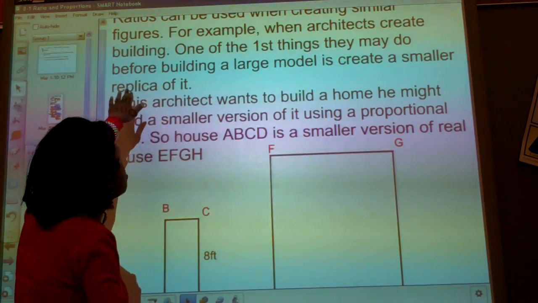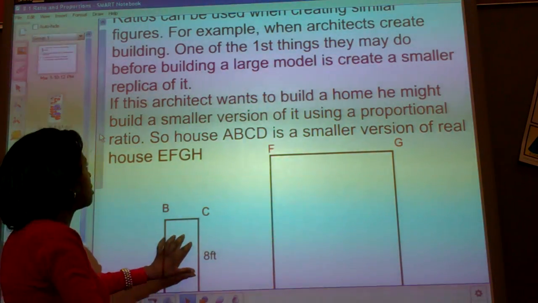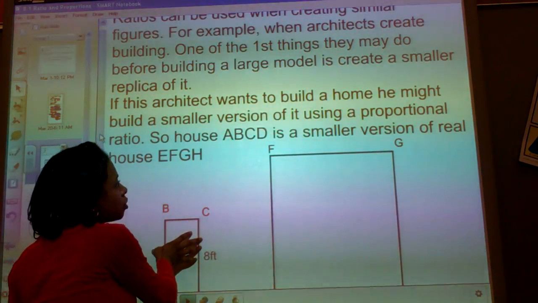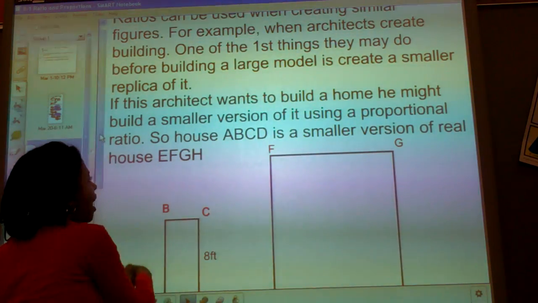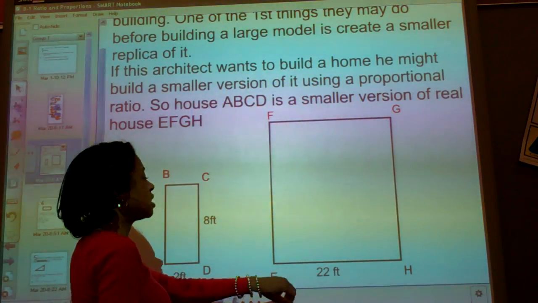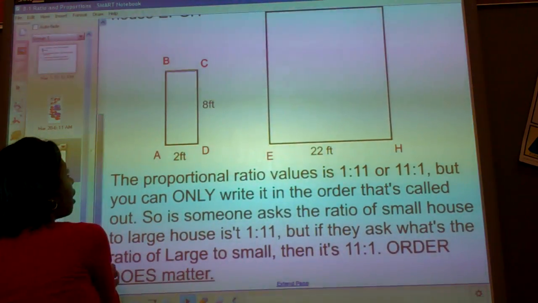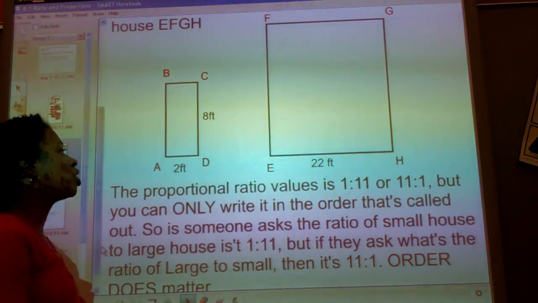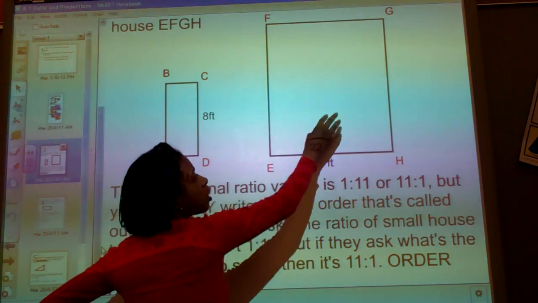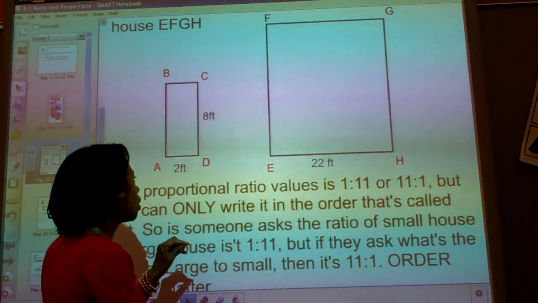One of the first things they may do before building a large model is to create a smaller replica of it, which is this smaller figure ABCD. If this architect wants to build a home, he might build a smaller version. Using a proportional ratio, the house ABCD is just going to be a smaller version of the real life size EFGH. The proportional ratio value for this small paper model to the large one is 1 to 11. How do I know it's 1 to 11?